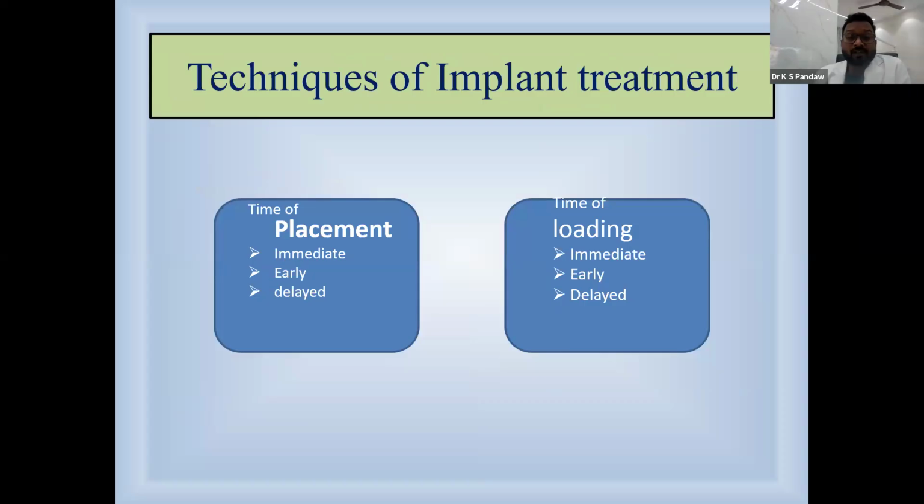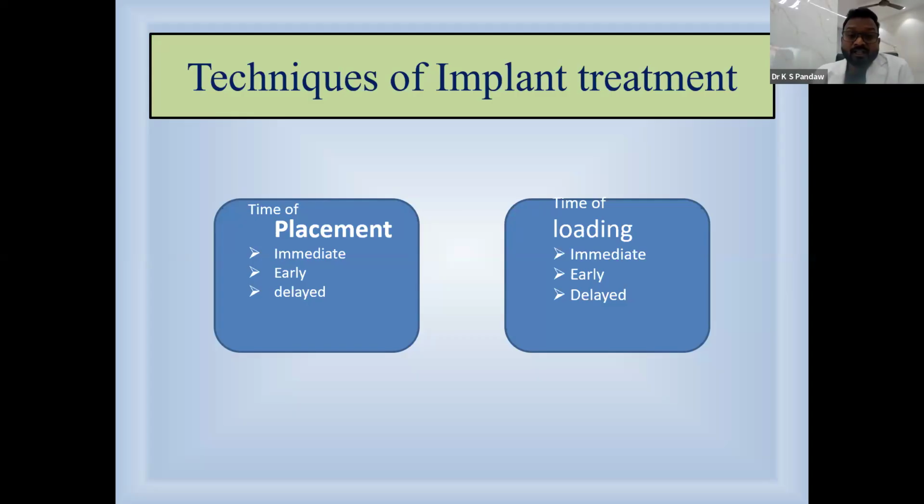On the basis of the technique of implant placement, it can again be divided into immediate, early, and delayed. According to the time of placement, it can be immediate placement, early placement, or delayed placement. According to the time of loading, it can be immediate loading, early loading, and delayed loading. So don't get confused when someone says that we are doing immediate implants. Immediate implant means we extract the tooth and immediately place the implant. It's called immediate implant placement.